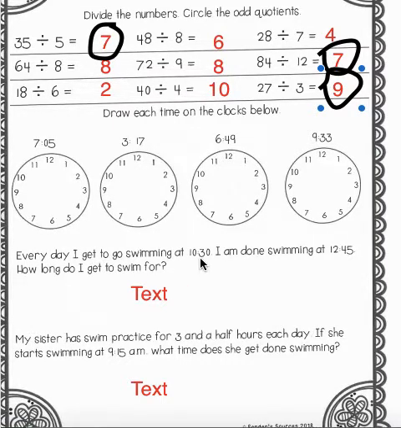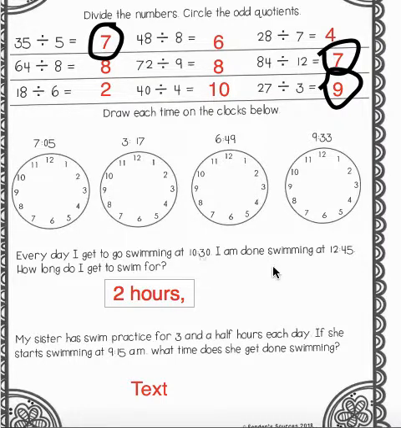Every day I get to go swimming at 10:30. I am done swimming at 12:45. How long do I get to swim for? So we're going to compare our hours and then our minutes. So from 10 to 12, if we're counting on, so that would be 11, 12, that's 2 hours from 10 to 12.